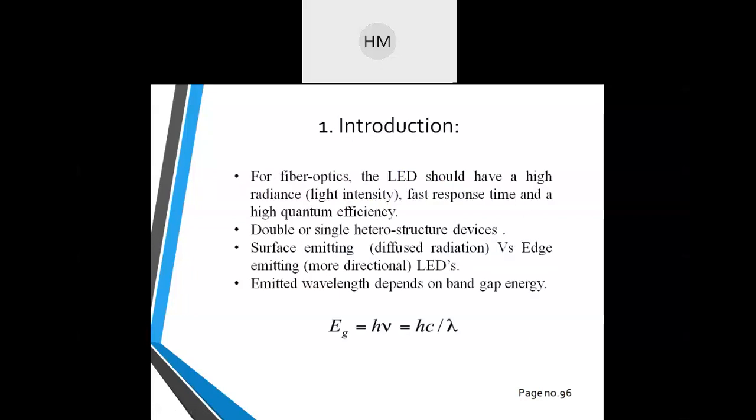Introduction. An LED should have a high radiance, fast response time, and a high quantum efficiency, which is the basic requirement of fiber optics. It can be designed by using double or single heterostructures. Surface emitting LEDs give diffuse radiation, versus edge emitting, more directional LEDs. The emitted wavelength depends upon the band gap energy.